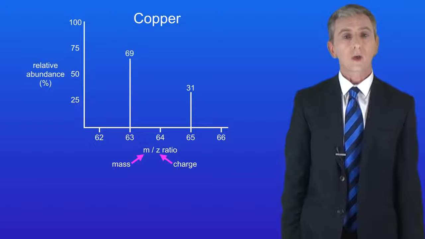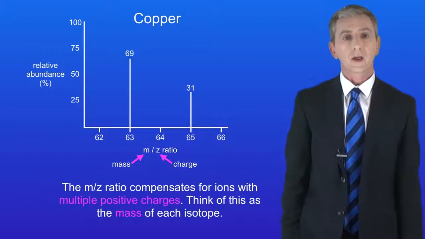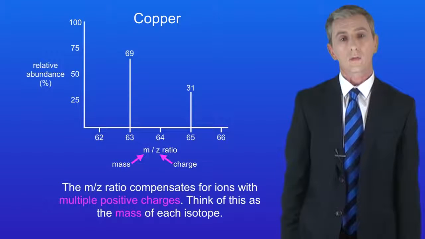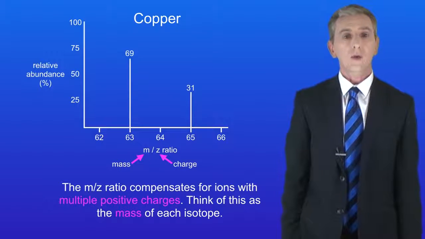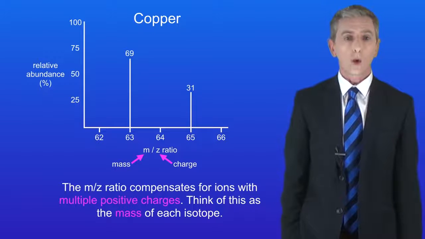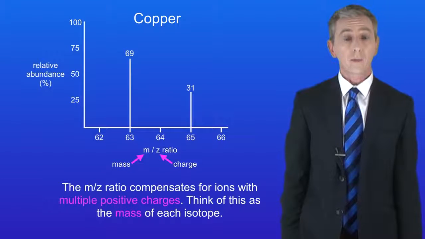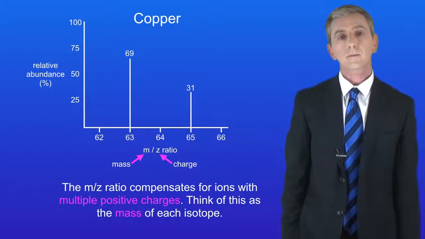This looks a bit tricky, but it's not really. Remember, at the start of the mass spectrometer, we generated positive ions. The problem is that we can get ions with a single positive charge, a double positive charge, or even greater. The mass spectrometer compensates for this by giving us the mass to charge m/z ratio. Please do not worry about this. As far as we're concerned, we can simply think of this as the mass of each isotope.